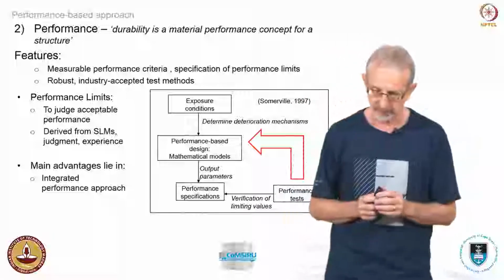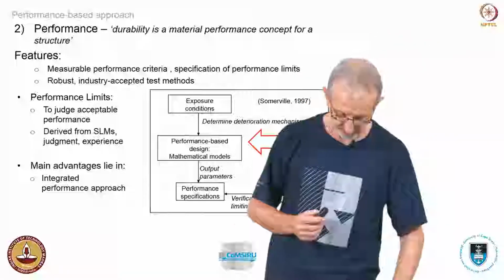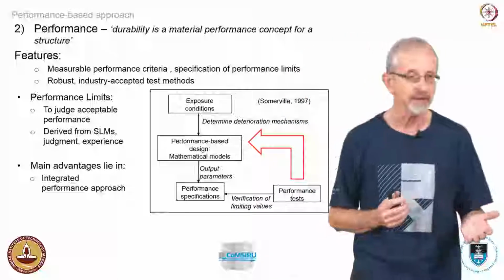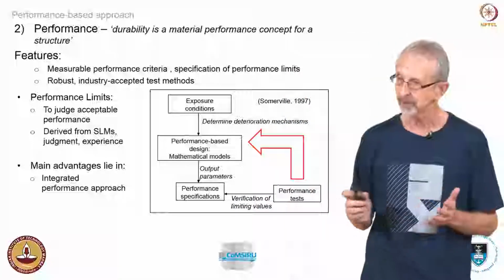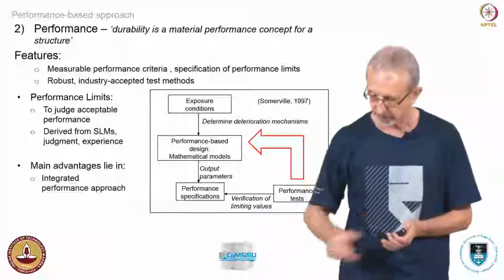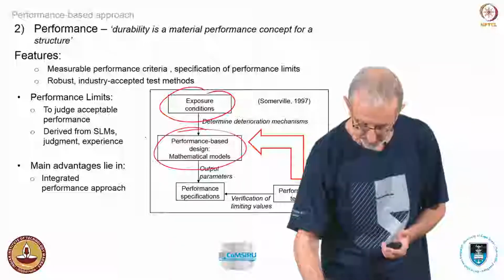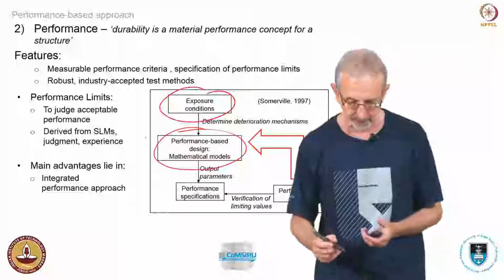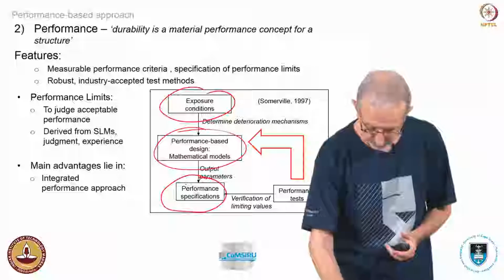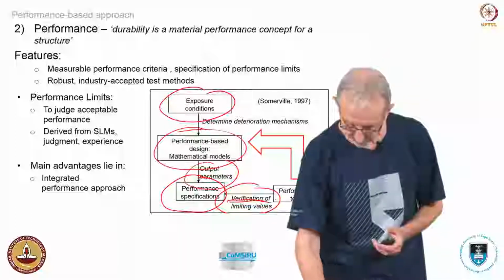Now, this was a diagram that in fact Somerville, way back in '97, which is, if my maths serves me correctly, 20 years ago, came up with. They were really thinking along these lines, and this is a good example. So we start with exposure conditions, and then we move from that through to performance-based design using mathematical models. We come up with performance specifications as output parameters, and then importantly verify.